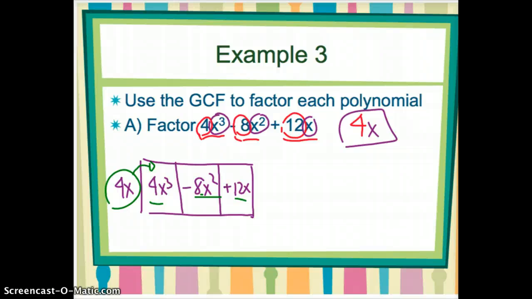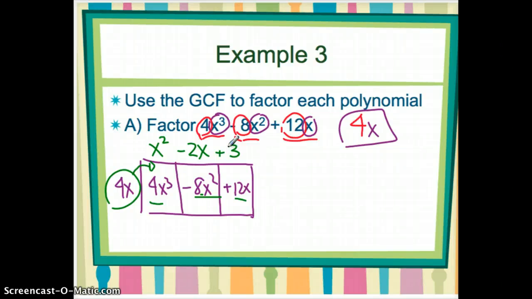X times x squared gives me x cubed, so that will be x squared there. To get from 4x to negative 8x squared, I have to multiply by a negative 2x, because negative 2 times 4 is negative 8 and x times x is x squared. And to get from 4x to 12x, I just have to multiply by a positive 3.